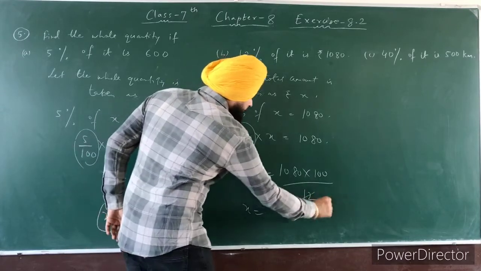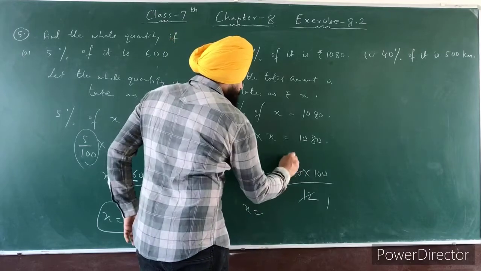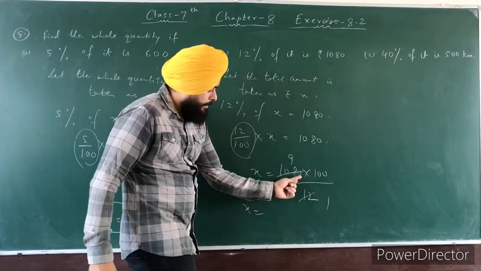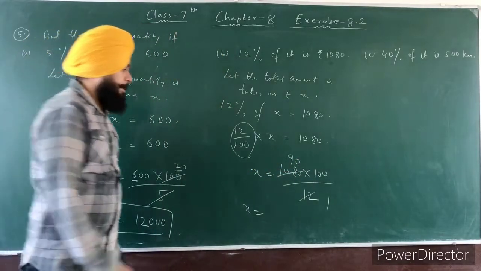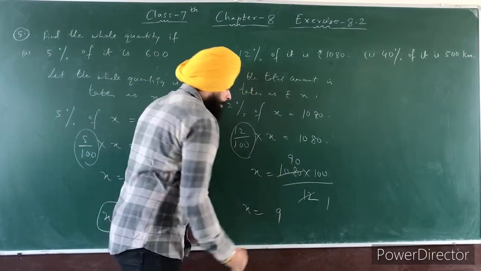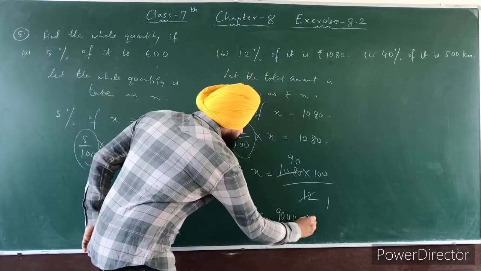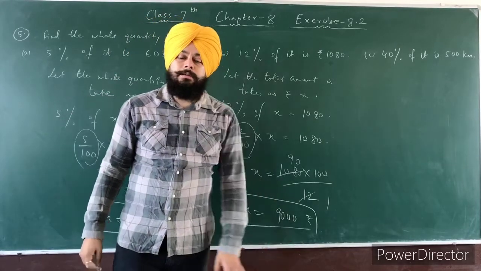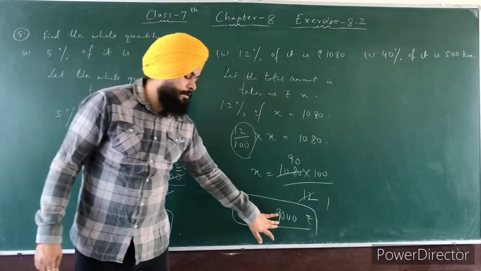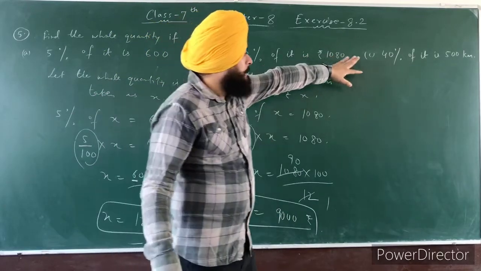Now you can see here 12 ones are 12 and 12 nines are how much? 108. So 12 nines are 108 and there is 1 0 left. So right here 0. Clear? Now 9 ones are 9 and how many zeros? 1, 2, 3 zeros. So right here 1, 2, 3 zeros. So what is the total amount here? Total amount is 9,000. It means 12% of 9,000 rupees is how much? 1,080.